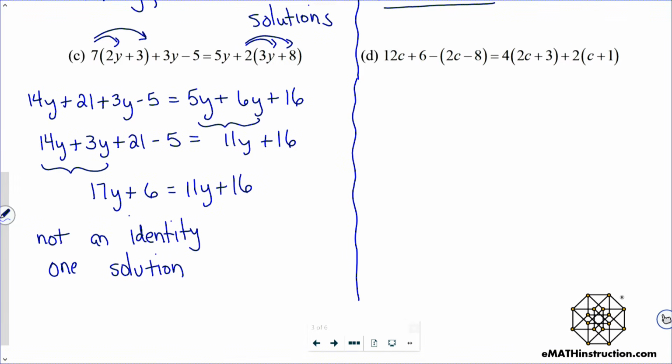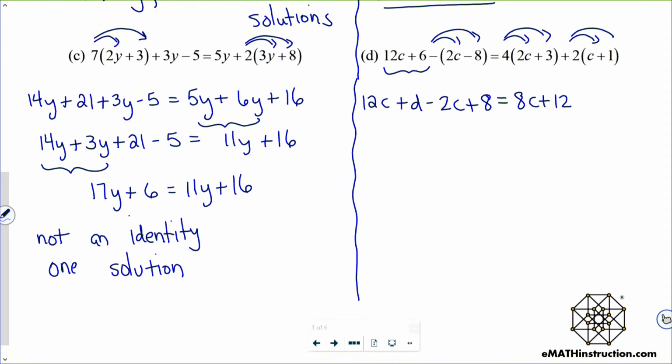All right, let's take a look at letter D. Well, here, the 12c plus 6, there's nothing I'm going to do with that. I'm then going to distribute this subtraction. 2c minus 8 will become negative 2c plus 8. On this side of the equation, we're going to distribute the 4. We're going to get 8c plus 12. Then we're going to distribute the 2. We're going to get plus 2c plus 2.